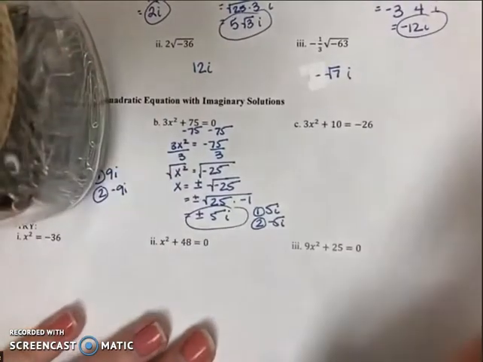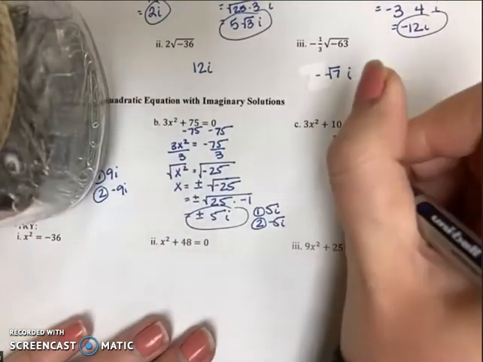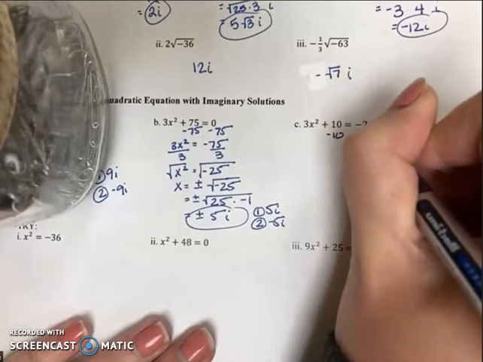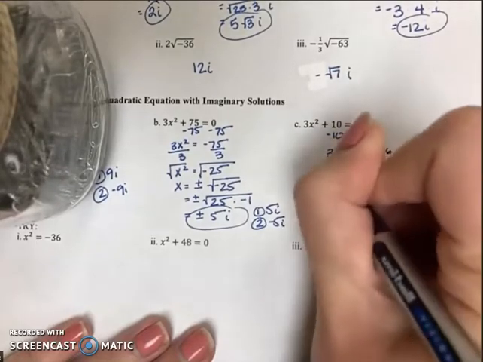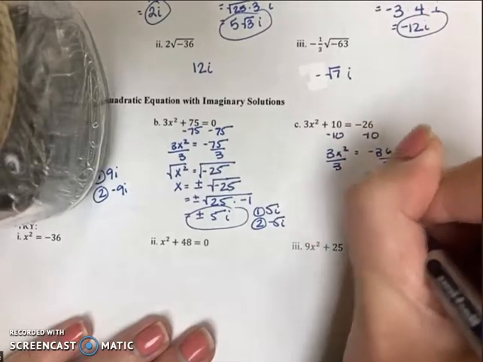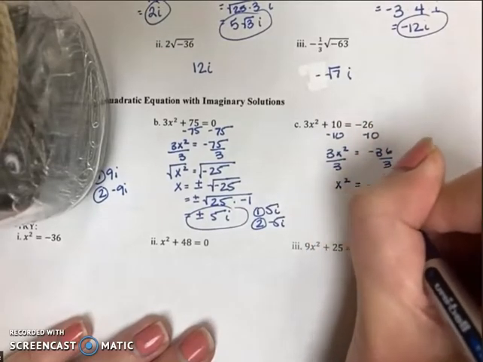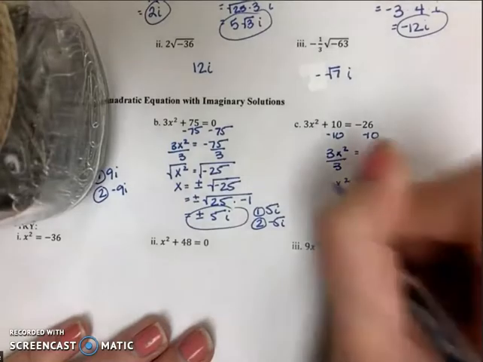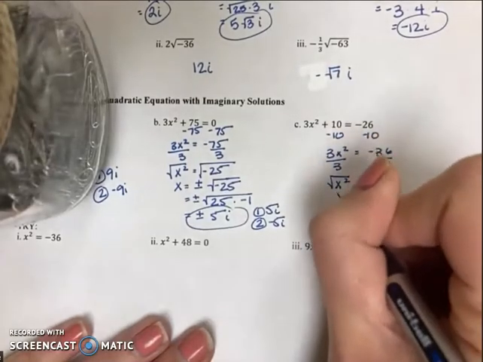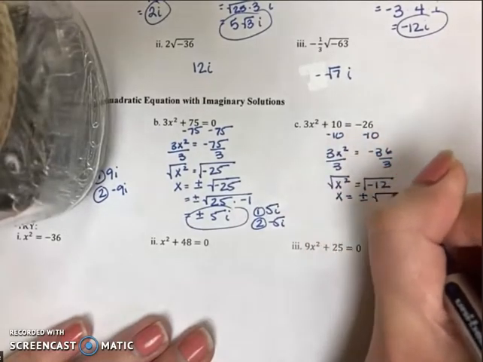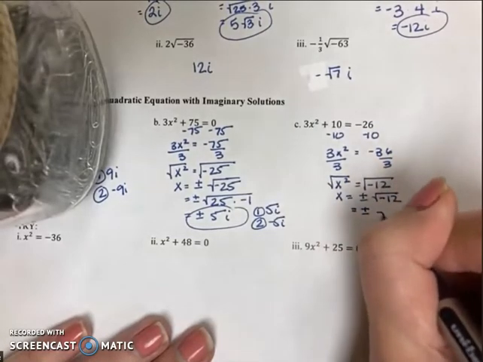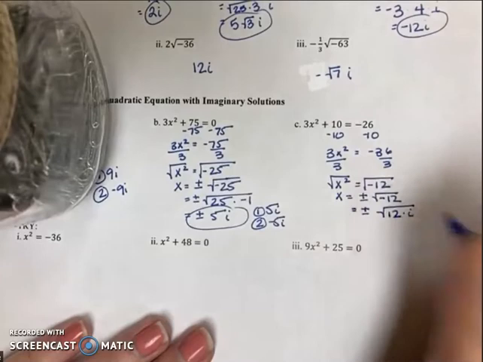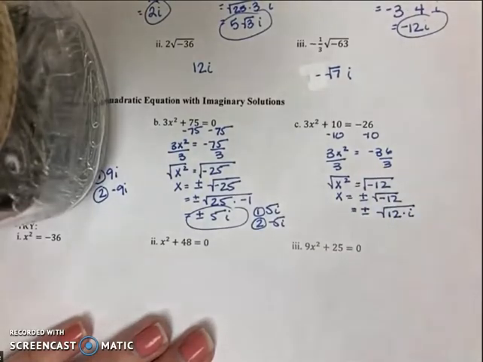All right, part C. Once again, we need to isolate the term that's being squared, so I'm subtracting the 10 first, and now I need to divide by 3. So I get x squared equals negative 12. Go ahead and take the square root of each side, but remember that means I need a plus or minus. I'm going to simplify this radical and write it in terms of imaginary numbers. Oops, I meant to write times negative 1.